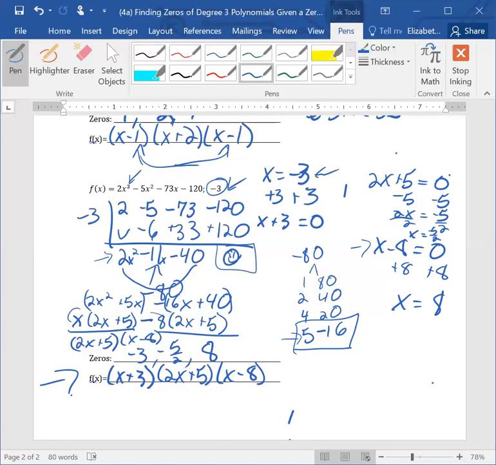And our factor form is f of x equals x plus 3 times 2x plus 5 times x minus 8. All right, that was a lot today. I recommend playing the video over or pausing it, doing an example problem on your homework, coming back. Just make sure that you've got it. This is a lot to absorb.